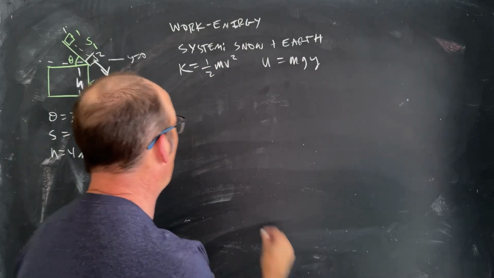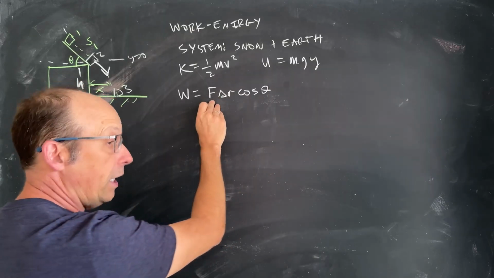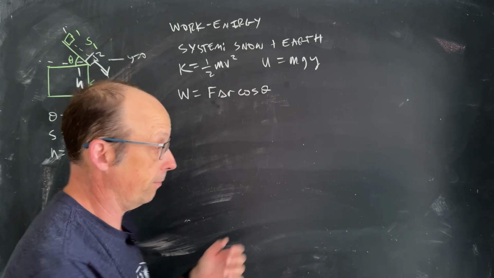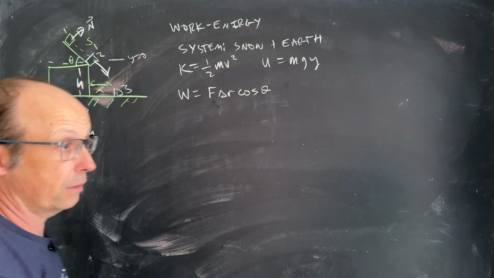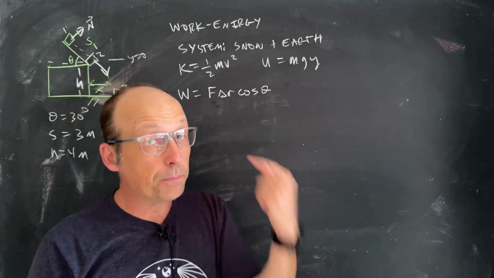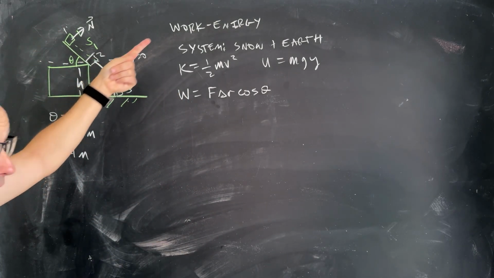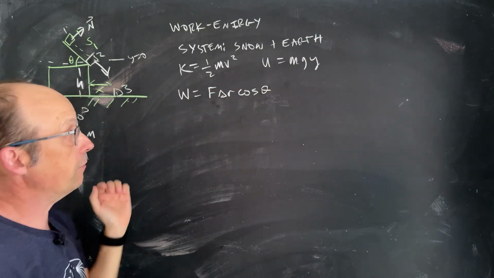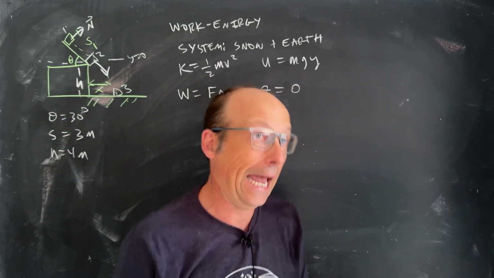Next, I need to think about the work done on my system. Work is F delta R cosine theta. So any forces that are exerted on the system, I need to consider. And there is a force exerted on the system. As this block slides down, there's a normal force pushing on it. Right? That prevents the block from going through the roof. That normal force is perpendicular to delta R. So it's moving this way, and the force is that way. So the angle between those two is 90 degrees. The cosine of 90 is 0, so the work done by the roof is 0, which makes sense, right? Roof's not going to add energy to the system.